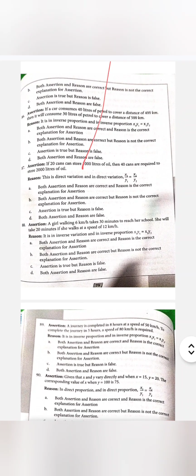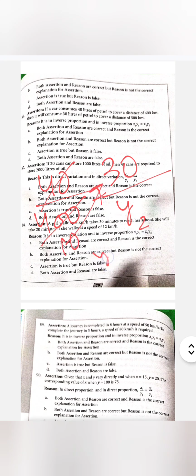Okay, very soon we are going to finish it, so get ready. If a car consumes 40 liters of petrol to cover a distance of 400 km, then it will consume 30 liters of petrol to cover how much distance? 40 liters of petrol for 400, so 40 tens are 400 and 10 threes are 300. So it should be 300 km, but it has been given 500 km, so assertion is false.